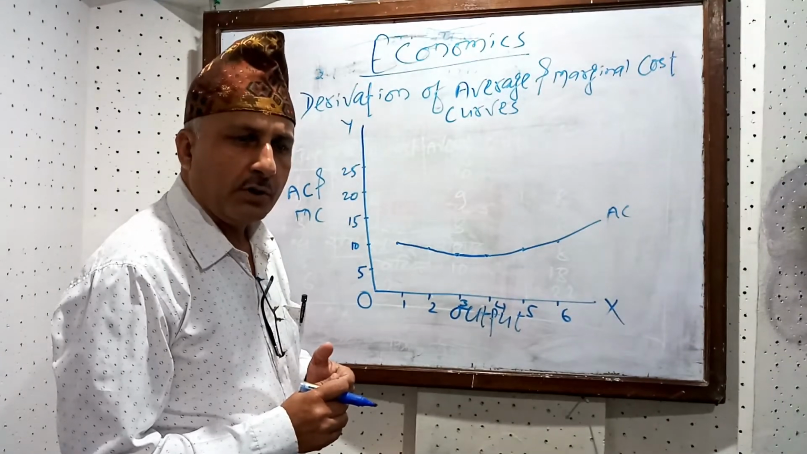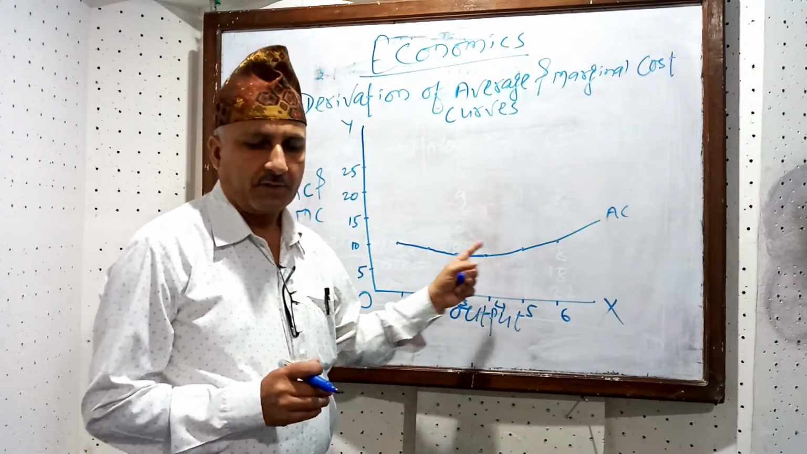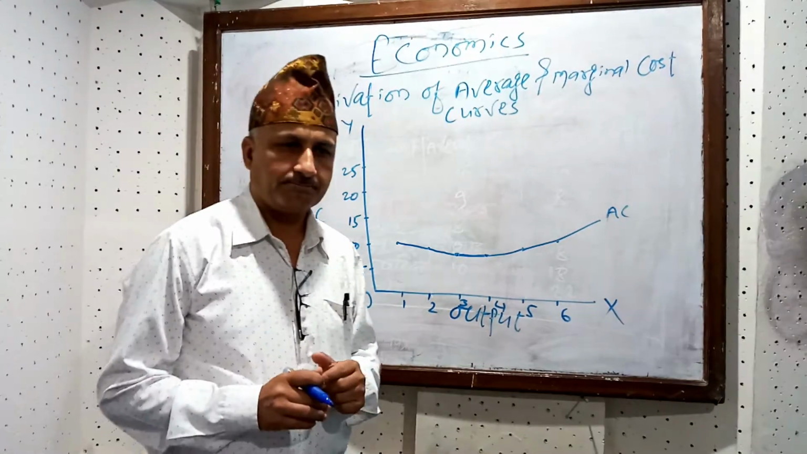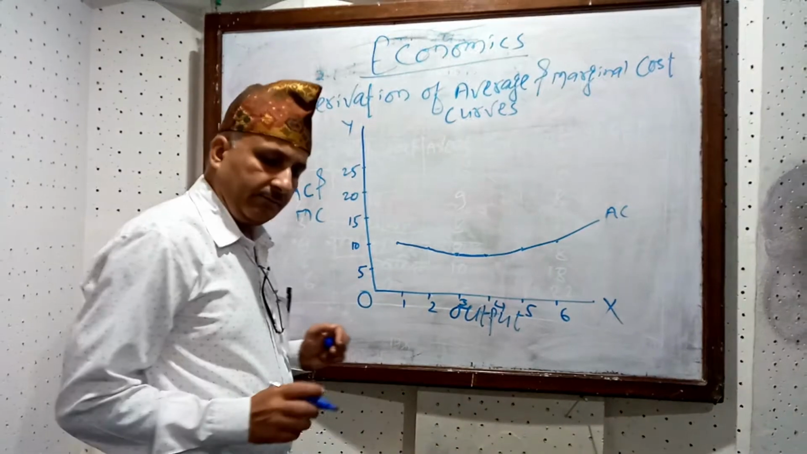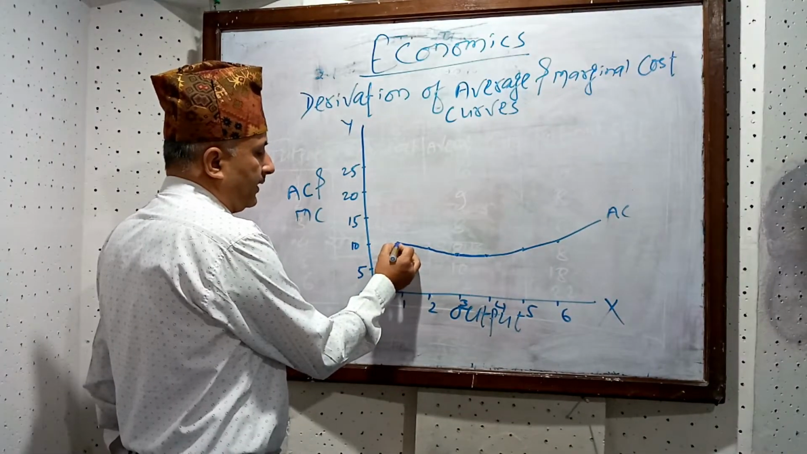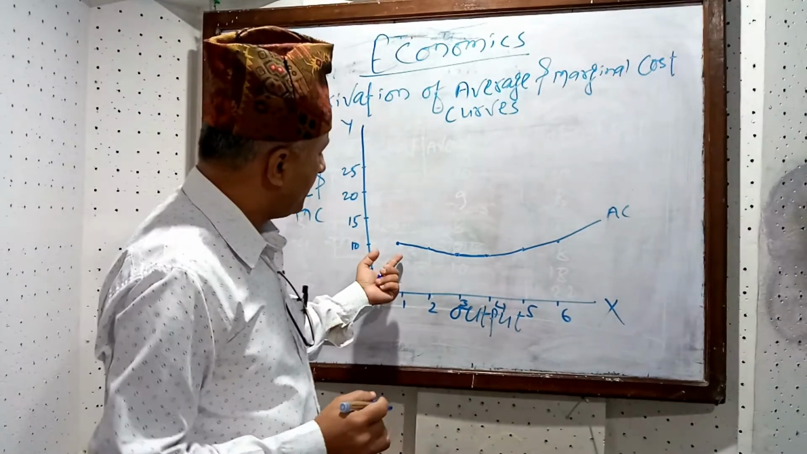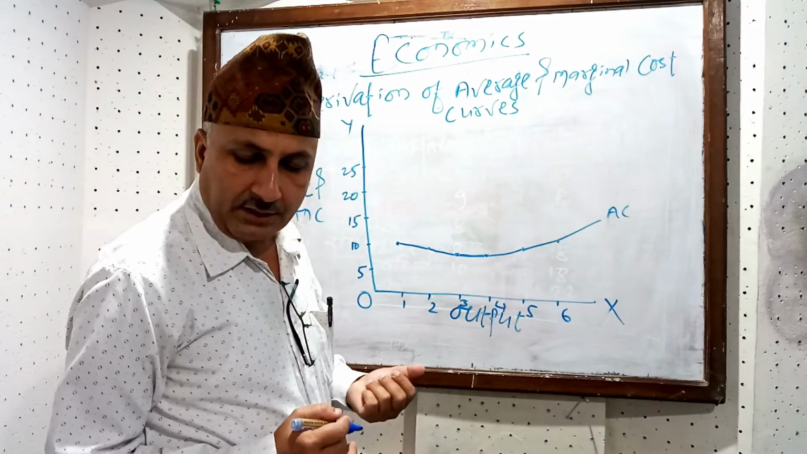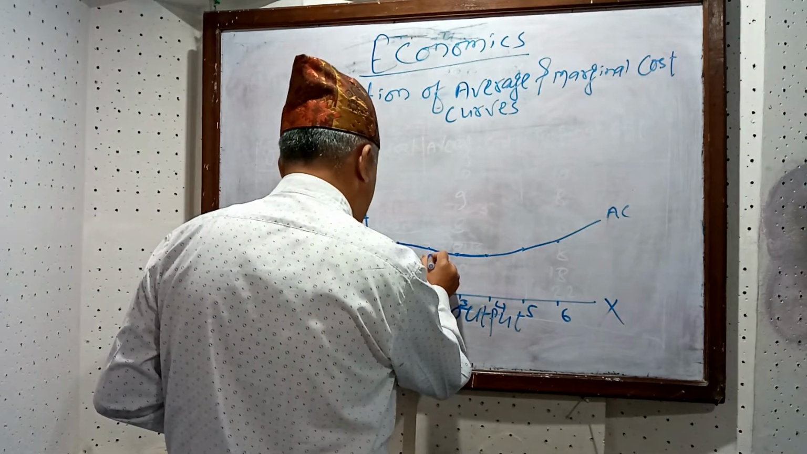Now I hope you have also drawn the average cost curve in your copy. After this, now let's draw the marginal cost curve. Are you ready, students? Okay, now let's start. First unit, it is 10, the point from where average cost has started, the same point. Second unit, it is 8. Suppose it is here.